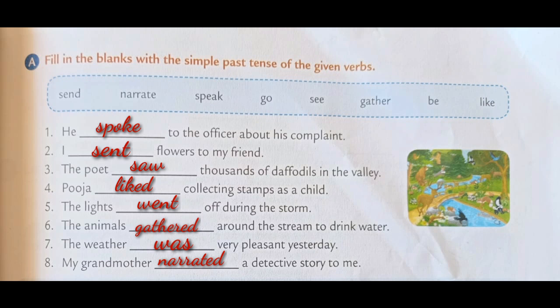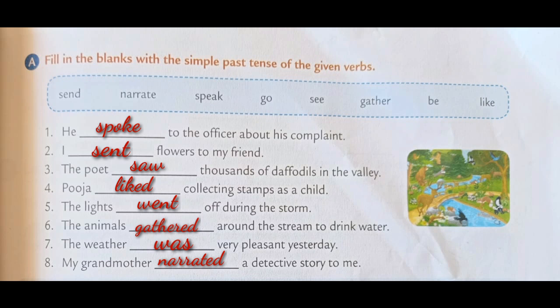I'm going to read the questions with answers, children. First one, he spoke to the officer about his complaint. Here, speak changed to spoke, past tense. Second one, I sent flowers to my friend. Here, send changed to sent. Then third one, the poet saw thousands of daffodils in the valley. Here, see changed to saw.